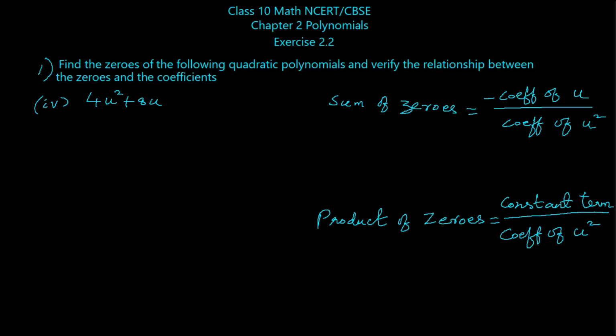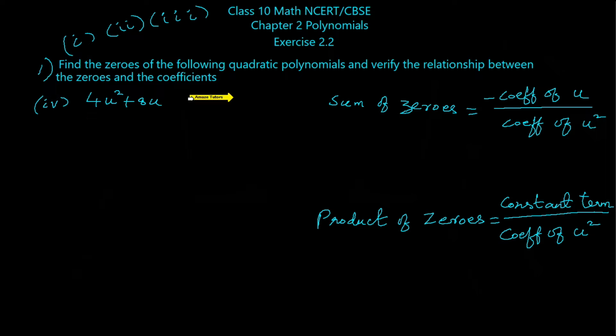Students, today we are going to continue with chapter 2, Polynomials, exercise 2.2. Last video we did question number 1, parts 1 to 3, and in this video we are going to do 4, 5, 6. Same instruction: find the zeros of the following quadratic polynomials and verify the relationship between the zeros and the coefficients.